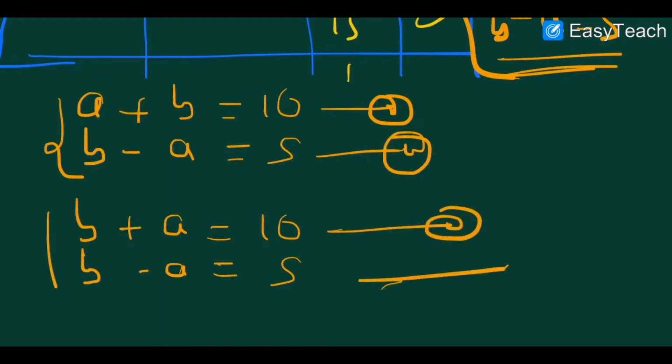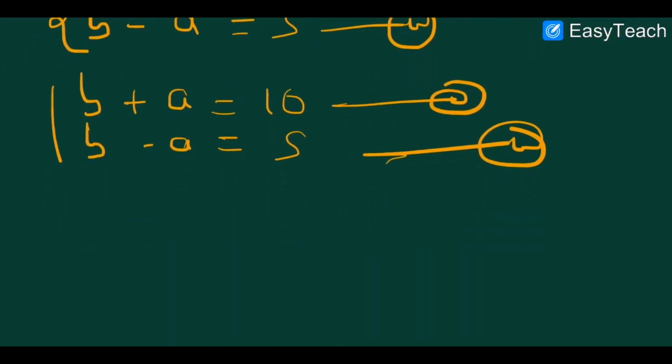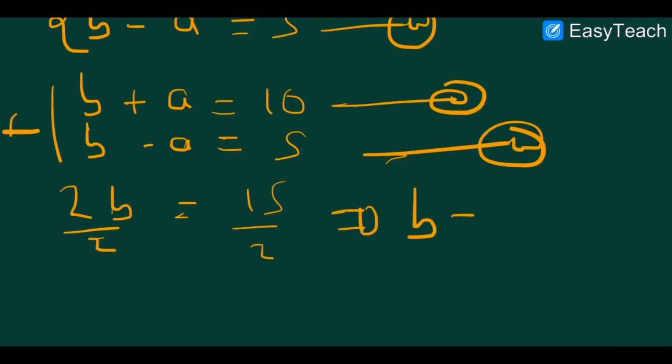This is the first equation, this is the second equation. By solving with the elimination method, I can use addition. So take equation 1 plus equation 2, and I'll find 2B equals 15. Divide by 2 on both sides, which implies the value of B equals 7.5. This is the value of B.